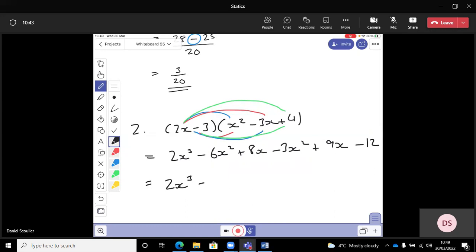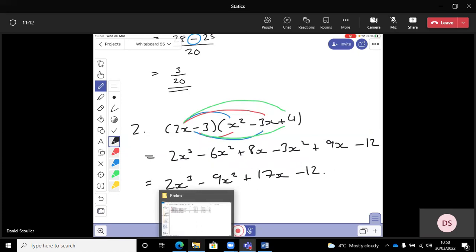Okay, the like terms. Like terms are just ones with the same index, the same power. So all the x cubes, all the x squareds, all the x's, and just the whole numbers. Quite well done. However, a few people mixed up the sign when they were multiplying out, so just be careful of the sign there. That's 3 marks, a nice way to get 3 marks.